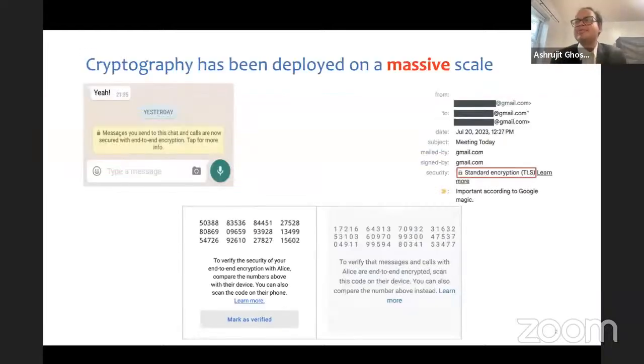So in recent times, cryptography has been deployed on a massive scale, and some examples include billions of end-to-end encrypted messages sent on popular apps like WhatsApp, or the large number of TLS connections being made per second on the internet. Cryptography is one of the success stories of theoretical computer science in the sense that it is an area that has seen large-scale deployments in practice.